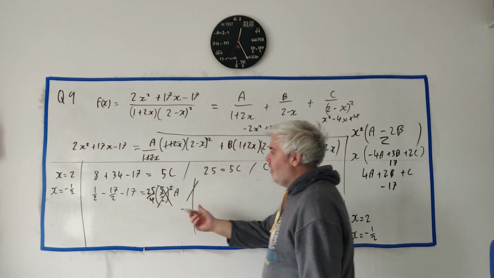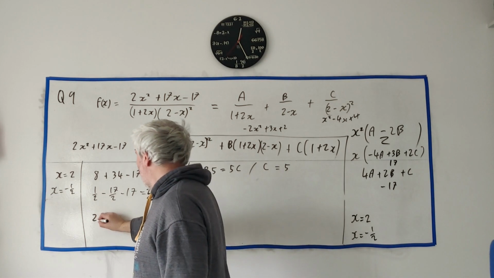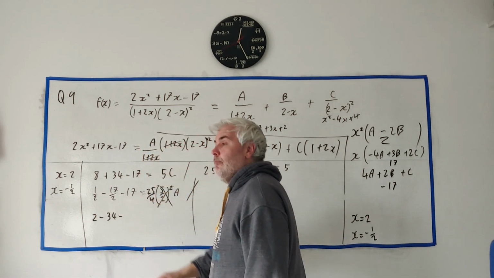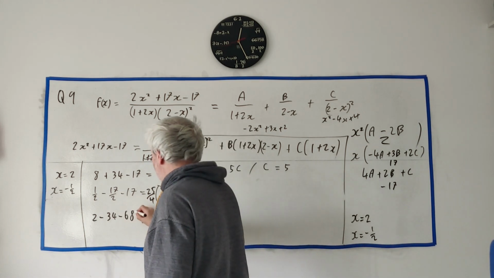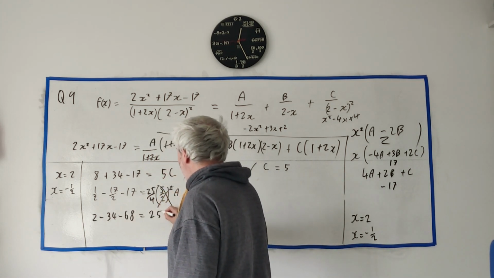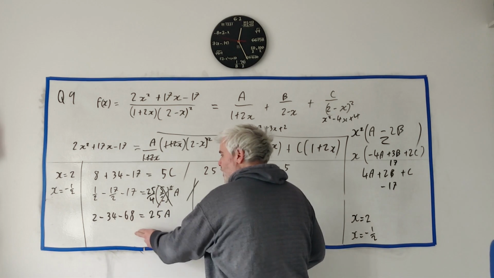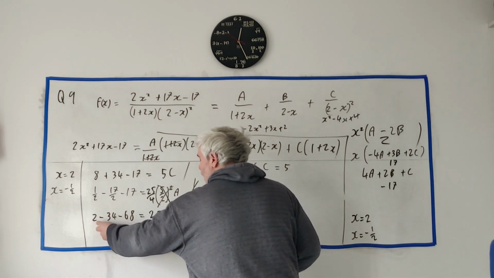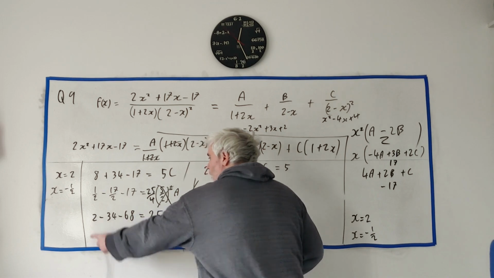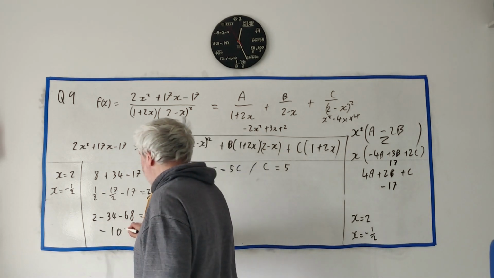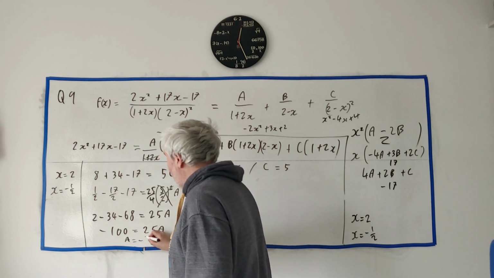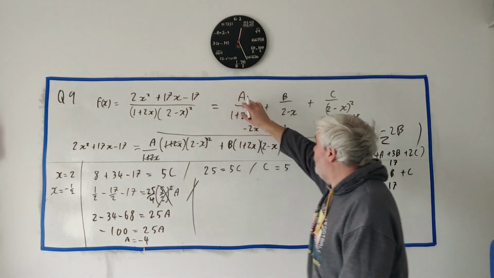Let's multiply everybody by 4. This will become 2 minus 34 minus 68 is equal to 25a. Let's see, all of this adds together to be 90, 102, and minus 102 plus 2, so that's minus 100 equals 25a. A is equal to minus 4. Okay, we've got 2 of them.